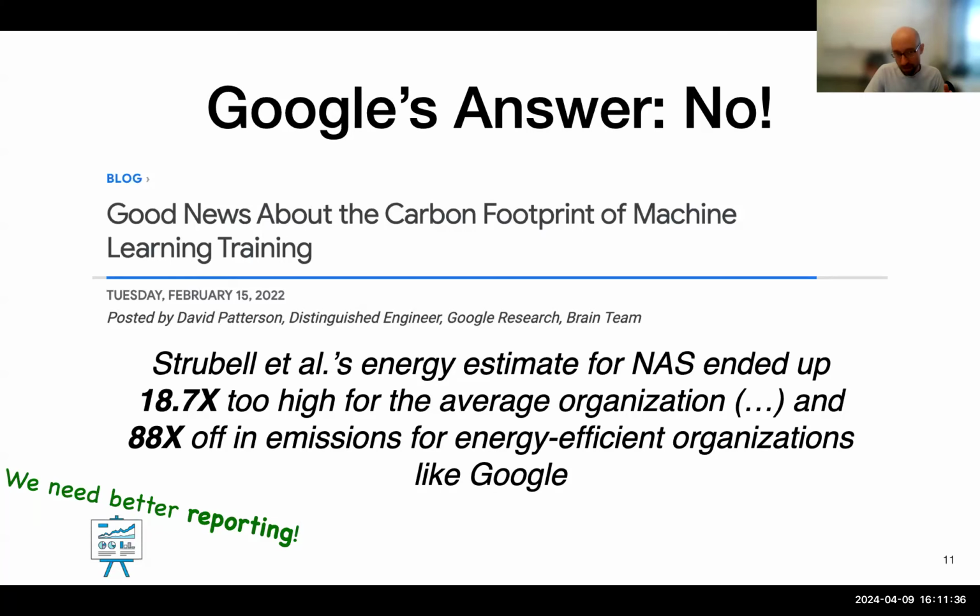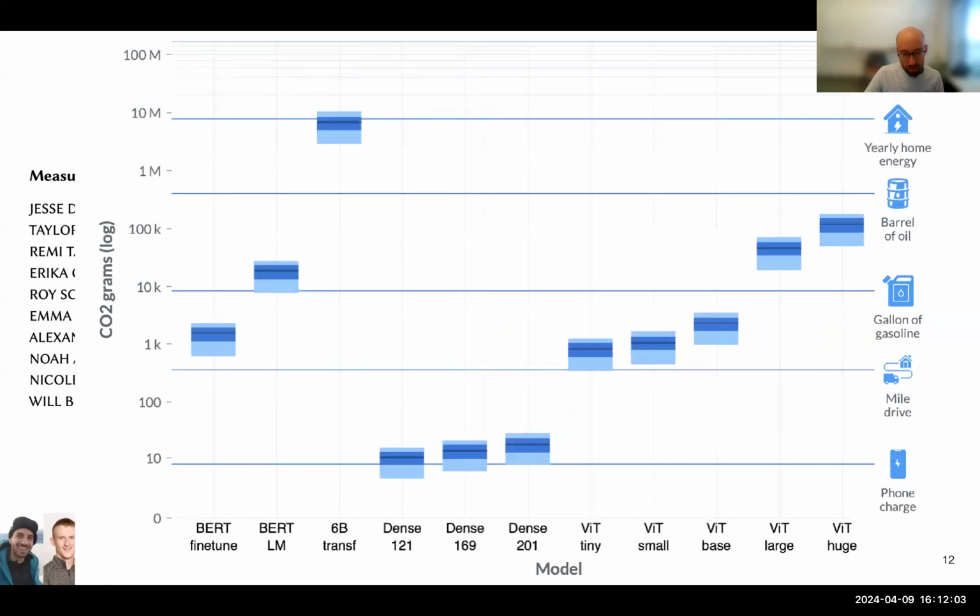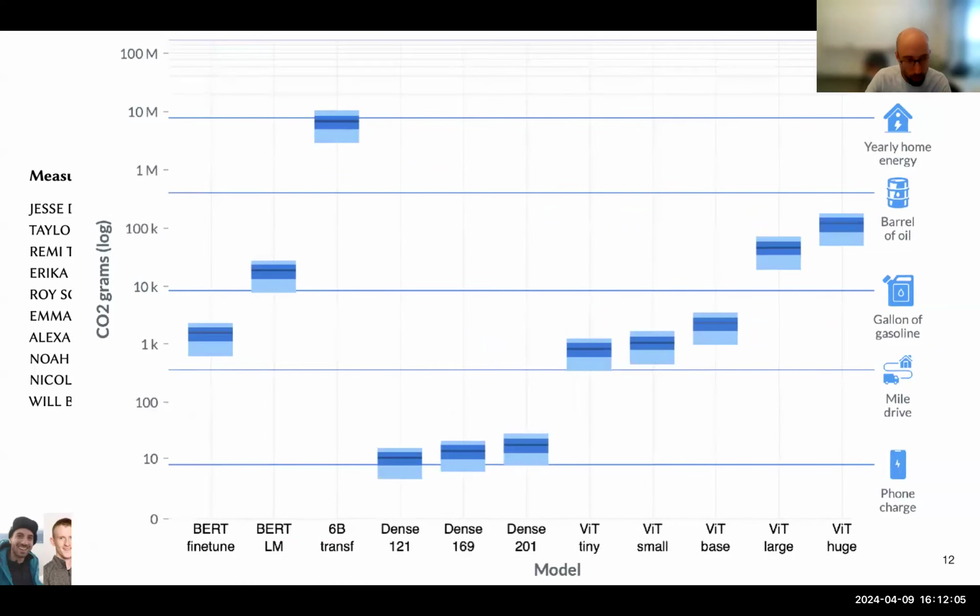Following this blog post from Google, myself and other colleagues, including Emma Strubell but many other people, tried to give our own answer to this question by considering various AI operations, running them on the Microsoft Azure cloud, computing the carbon cost, and comparing it to daily operations. If we zoom in a little on the results, on the x-axis we see different AI operations. On the y-axis, on the left-hand side, we see the amount of carbon emitted on an exponential scale. On the right-hand side, we see the comparison to everyday operations.